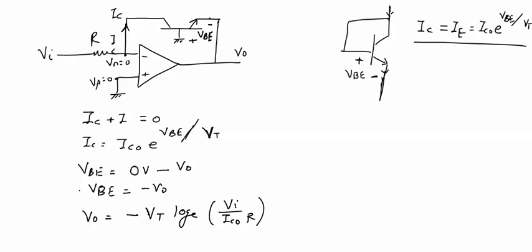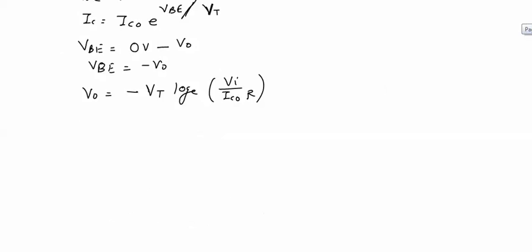So again, output is depending on the log of input, so it is a logarithmic amplifier. Now, the next circuit is the anti-logarithmic amplifier or anti-log amplifier.